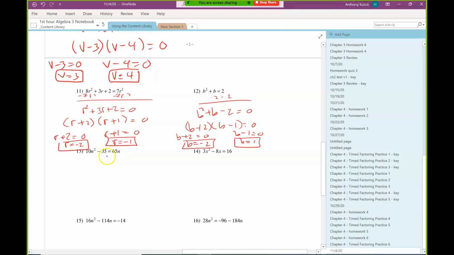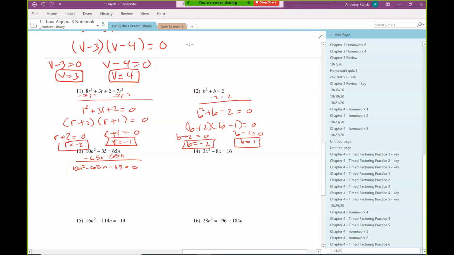So here we'll start by moving 65n over, and there's no other n terms to combine that with, so that's just going to get written there in the middle. Notice whenever I'm doing this, I'm always writing these in standard form, like the squared term, the n, the regular variable, and then the constant at the end.